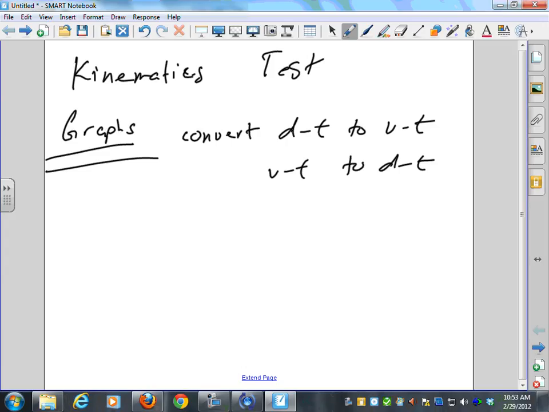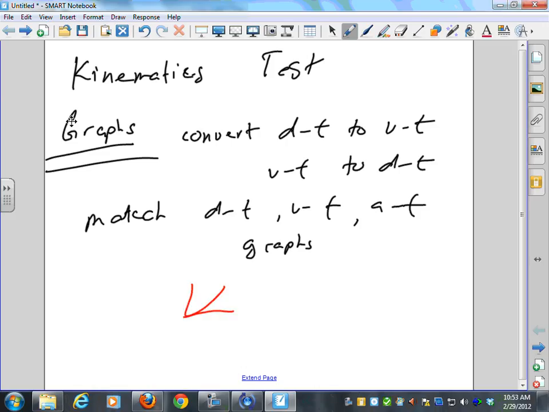Well, I would certainly expect you to, did anybody have something like match dt, vt, and at graphs? Where I give you one of the three and you have to pick which ones correspond to that? You know what I mean? For example, there's the dt, there's the vt, yeah, the at is just at 0, right? That kind of thing, matching.